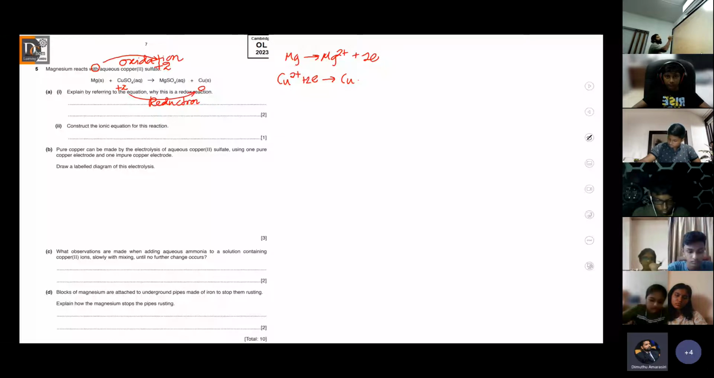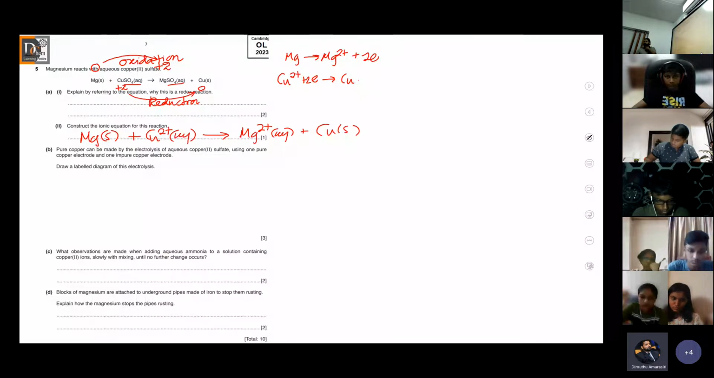Right? Construct the ionic equation, that's so easy. Magnesium solid. Now the physical states are given, so include the physical states. Right? And it will react with copper 2 plus. Sulfate ions are spectator ions. No change, same. So don't write it. And then magnesium 2 plus and copper solid. Displacement reactions: the more reactive one displaces the less reactive one. Right? And pure copper can be made by electrolysis of copper sulfate.